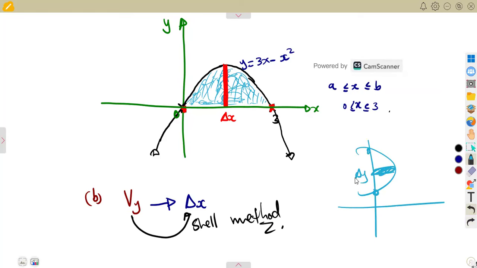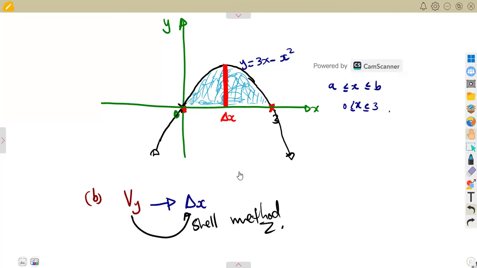You use your disk method. The volume is for y, the strip is for y, the limits are for y. You just use your disk method. It's an advantage. But if the volume is for y and the strip is for x, no, that one is now the shell method.